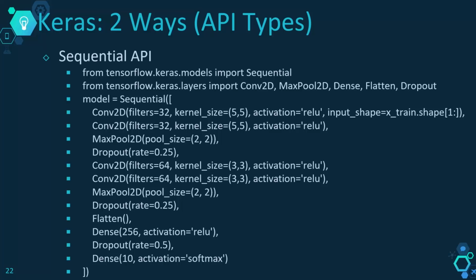So here in Keras, there are 2 ways of building a deep neural network, right? The first way is called the sequential way. This is the easiest way. It is simple and very easy to use, but has less flexibility, so you need to follow it in the exact same way.